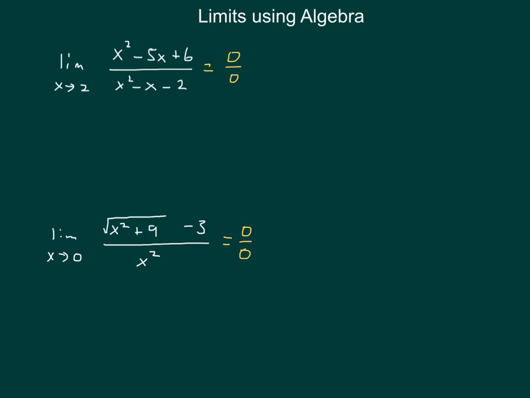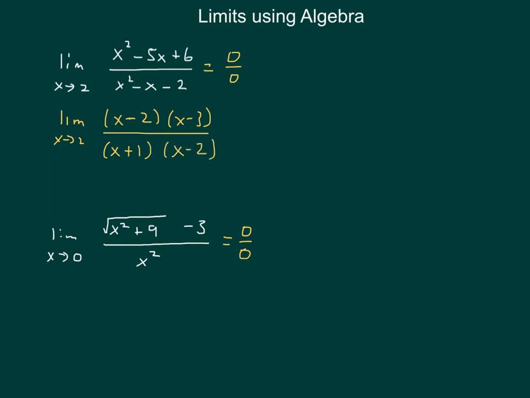So in that first problem that we have up here, we got the limit as x approaches 2 of x squared minus 5x plus 6 over x squared minus x minus 2. Well, factoring that numerator and denominator, that's just going to be the limit as x approaches 2 of (x minus 2) times (x minus 3) over (x plus 1) times (x minus 2).